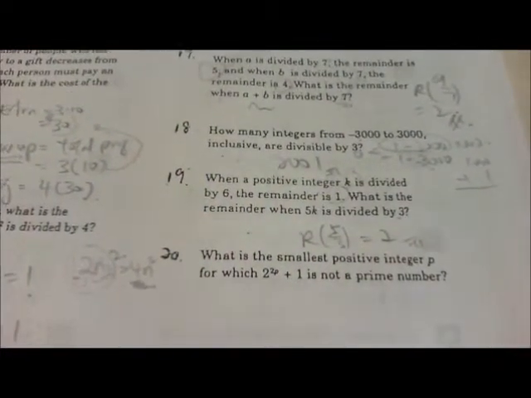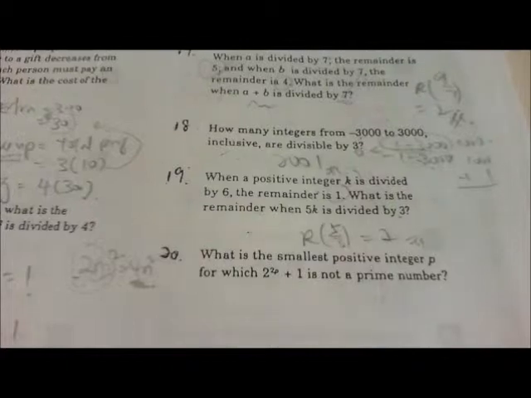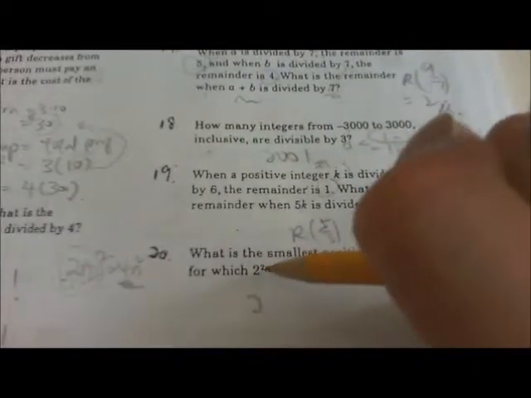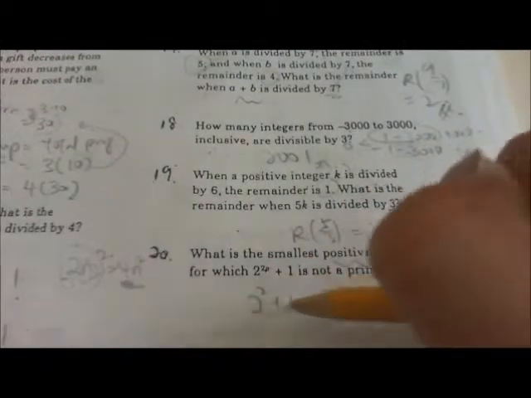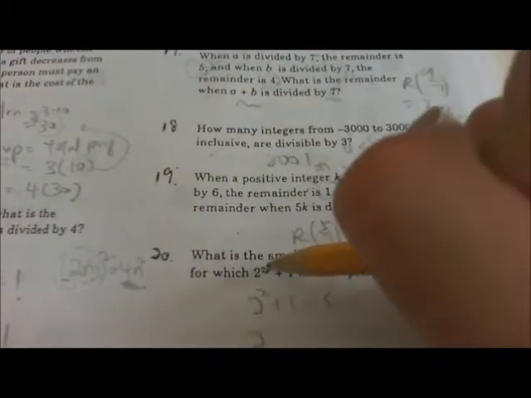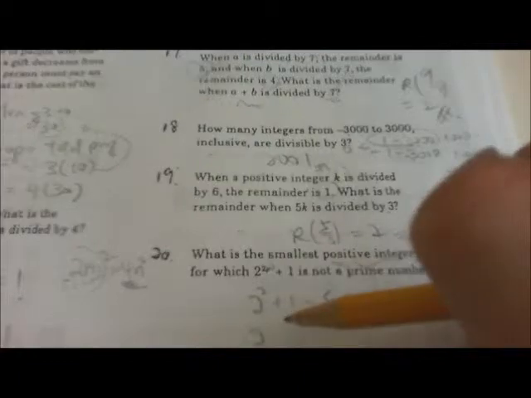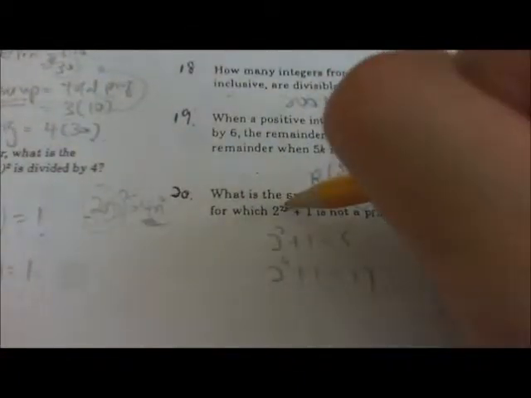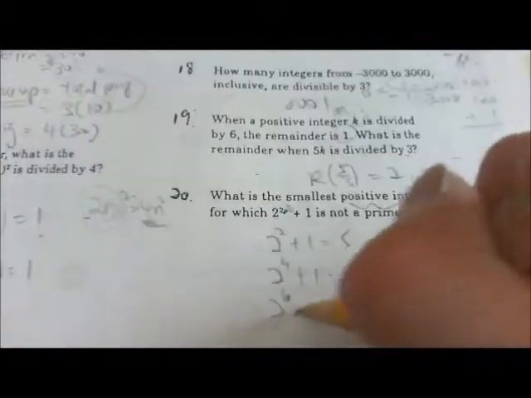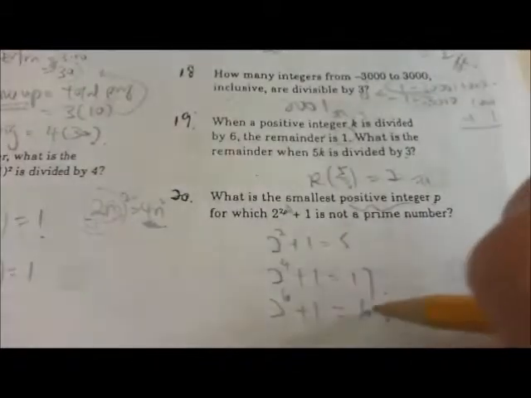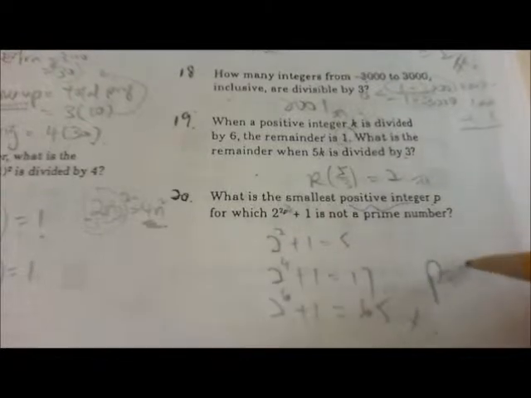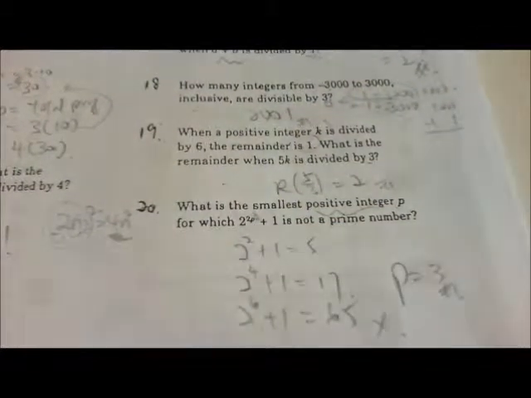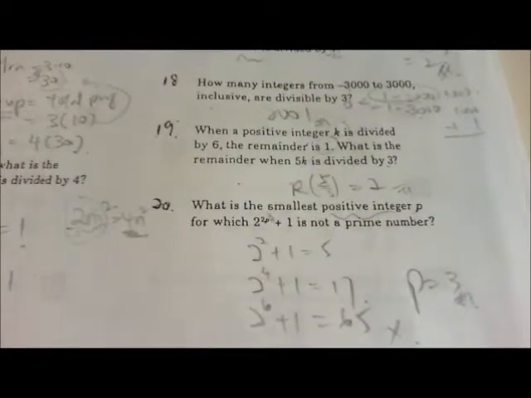Number 20. What is the smallest positive integer p for which 2 to the power 2^p plus 1 is not a prime number? Just plug in the numbers. Positive integers. Let's say p is 1, so 2 squared plus 1 is 5. When p is equal to 2, 2 to the power 4 plus 1 is 17. Then p equal to 3 is 2 to the 8 plus 1, which is 257. Okay, 1, 2, 3. Alright, so we're done with number 20.